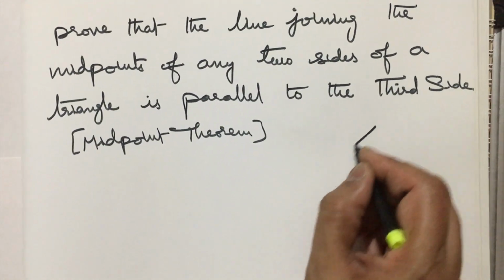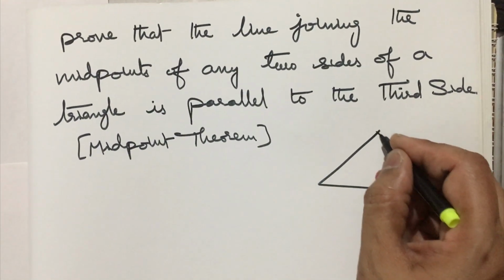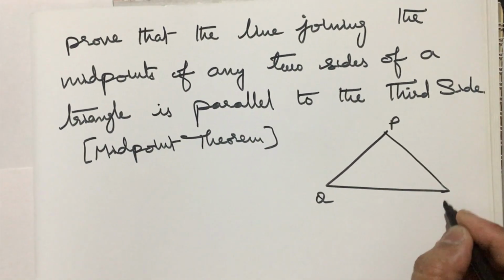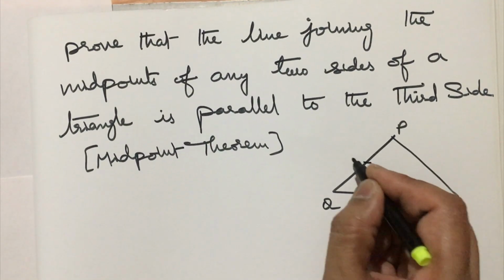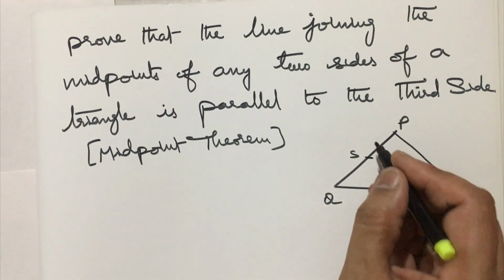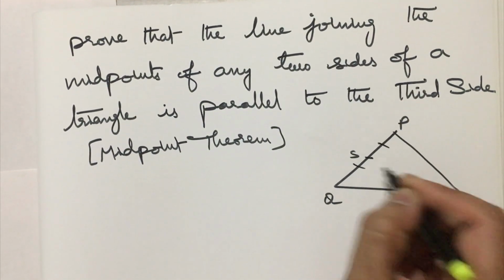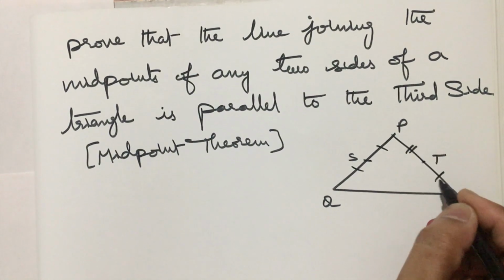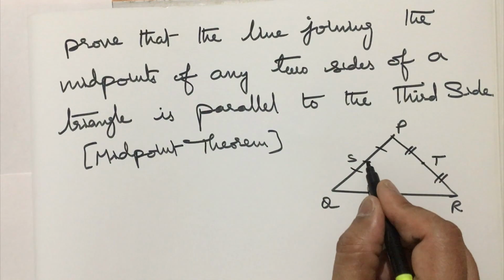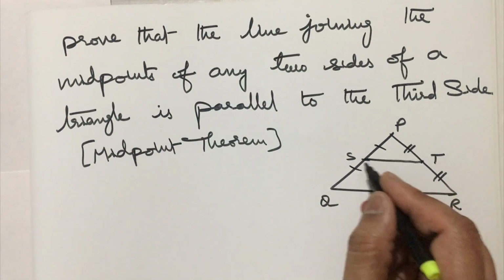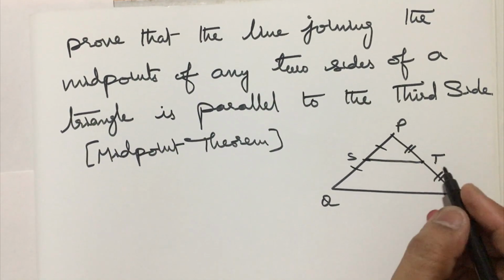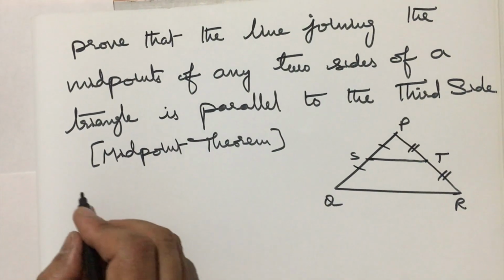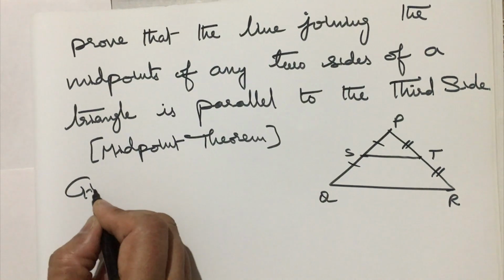So, let us take a triangle PQR. In it, I am taking S as a midpoint of PQ and T as the midpoint of PR. Now, when I join S and T, I get a line segment. I have to show that ST is parallel to QR. So, coming to the given part.